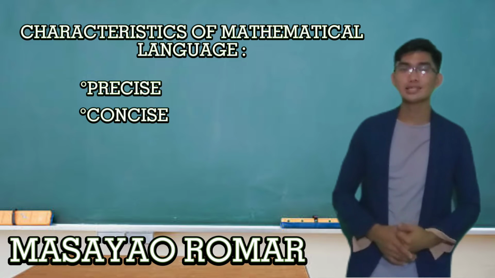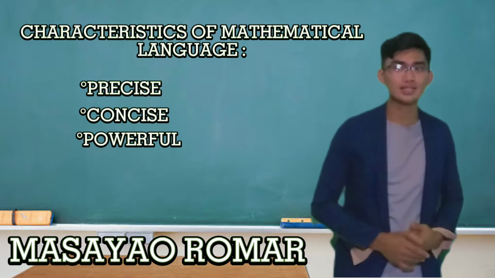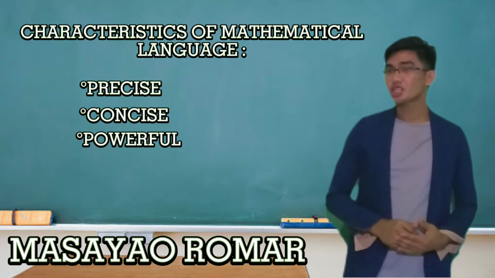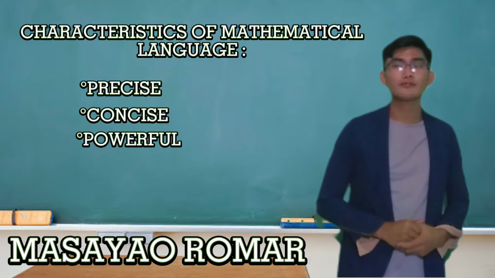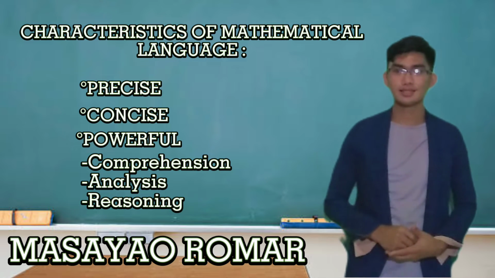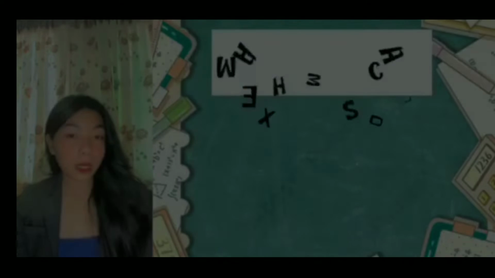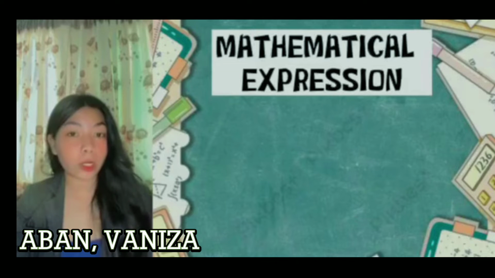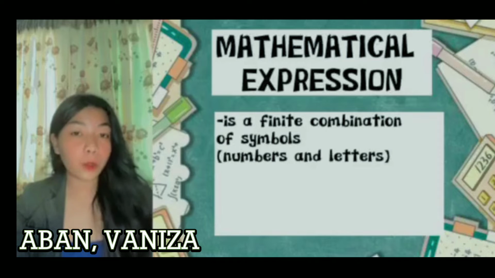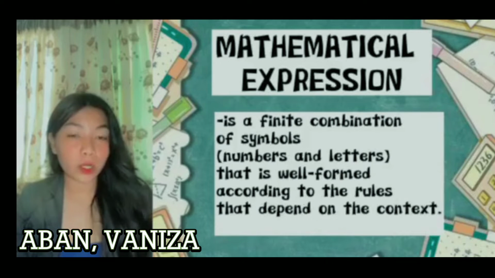Next and last one is powerful. Powerful is able to express complex thoughts with relative ease. Example, the application of critical thinking and problem-solving skill requires comprehension, analysis, and reasoning to obtain the correct solution. Mathematical language as an expression, or mathematical expression, is a finite combination of symbols, numbers, and letters that is well formed according to the rules that depend on that context.